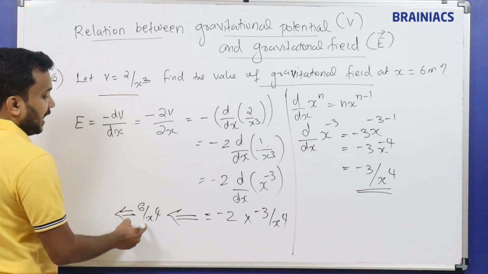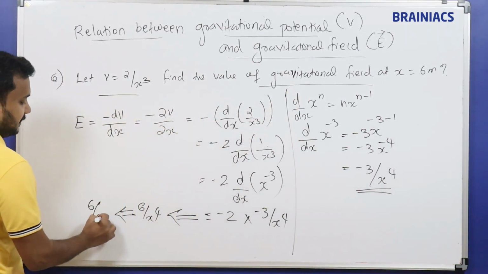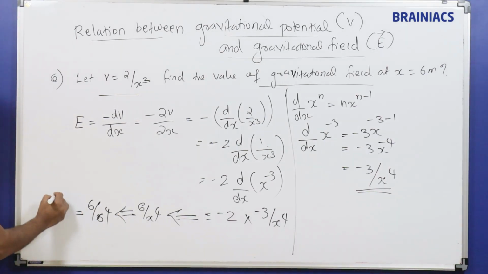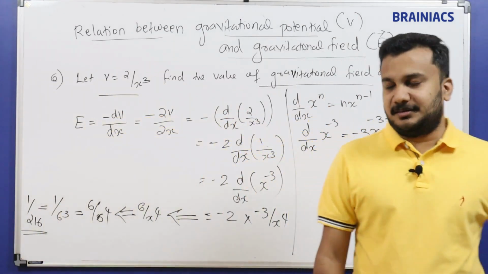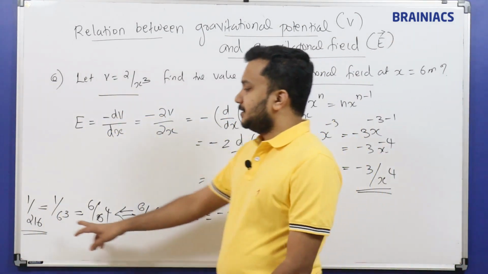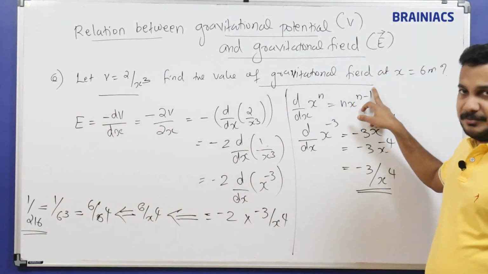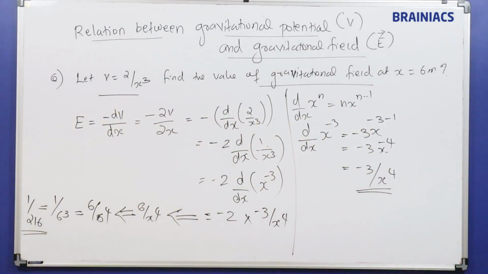The question is asking at x is equal to 6 meter. So 6 divided by 6 raised to 4, since x is substituted as 6. 6 raised to 4 means 1 by 6 cube, which is equal to 1 by 216. 6 cube is 216. So 216 is the value of the gravitational field we have found from the gravitational potential. Important. This model of question is really important.